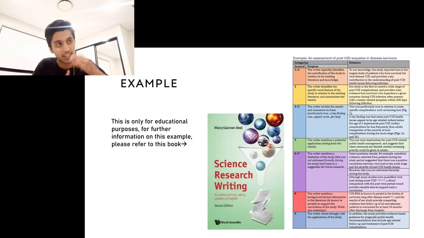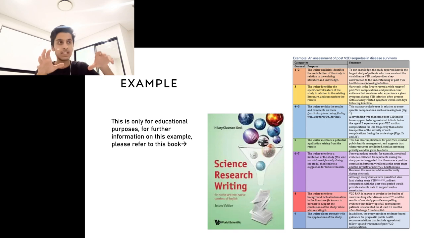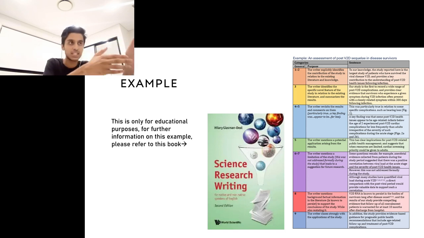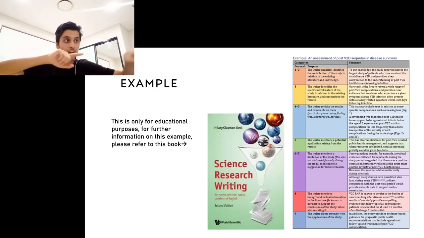Now, in the next section, the writer revisits the results. "This was particularly true in relation to hearing, blah blah blah." As you can see here, the writer is giving that space for the reader. Now the reader will be like, okay, so this was particularly true, let me look back to that figure. They're not going to look back to any other figure. They're going to look back to Figure 1, as you can see in the third sentence. A key finding, so they revisit the results.